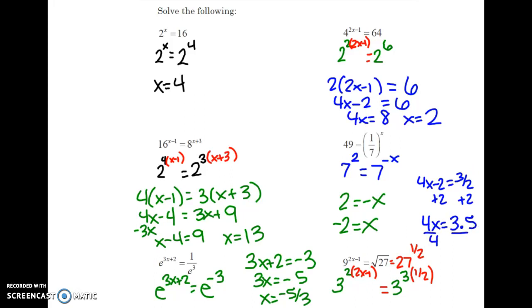Divide that by 4, and my answer is going to be some decimal, so I'm just going to figure out what that is. 3.5 divided by 4 is 0.875. So there's my answer. With these problems, your goal is to get the bases to be the same. You always go to the prime. Go to the prime.